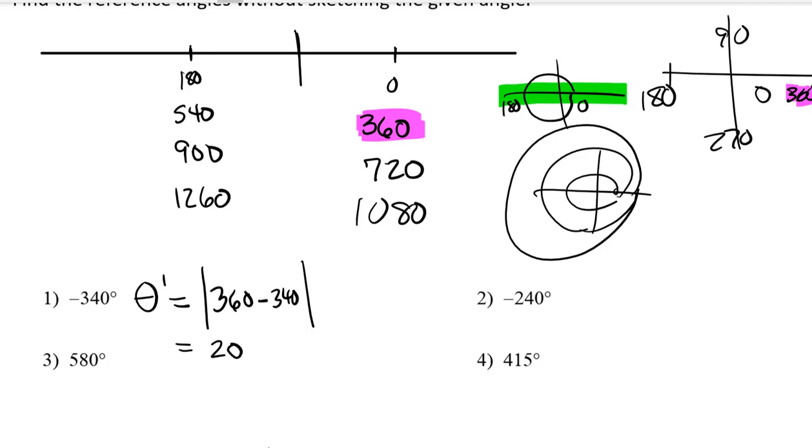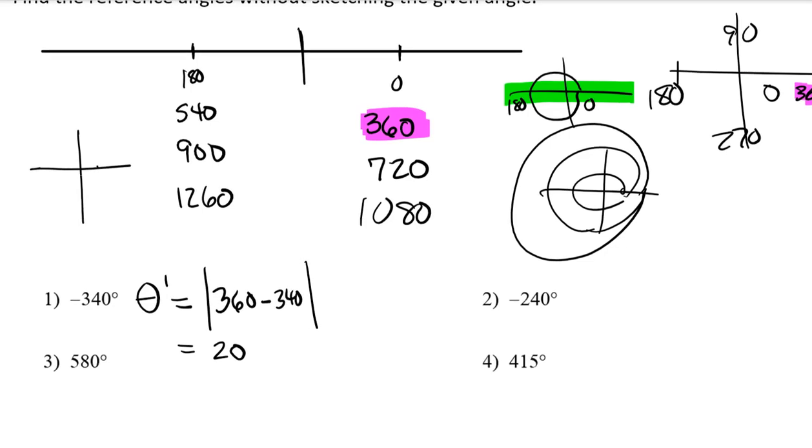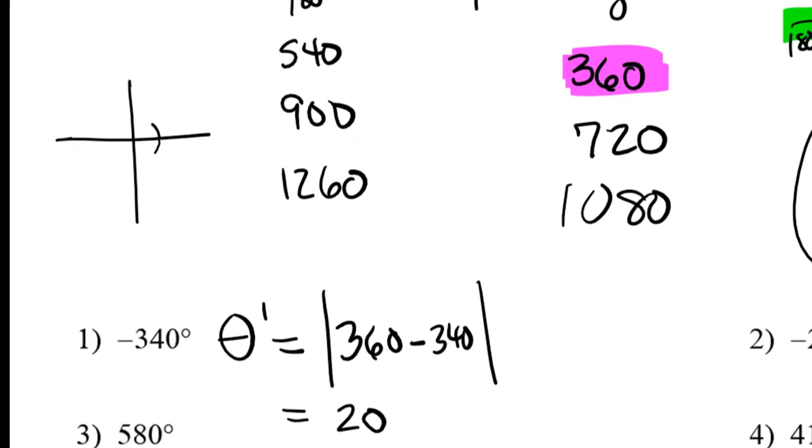And that's it. That's how you find the reference angle for negative 340, because it would be 20 degrees away. If you were to think about sketching that, you would come all the way around. Now remember, negative angles are going to go around this way.